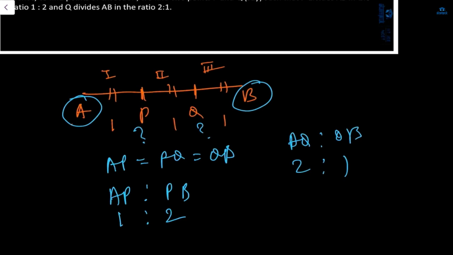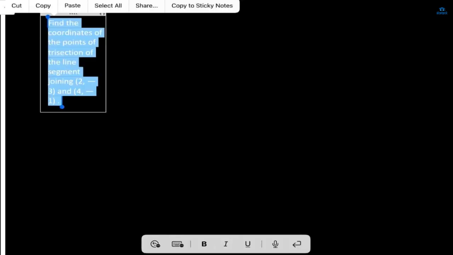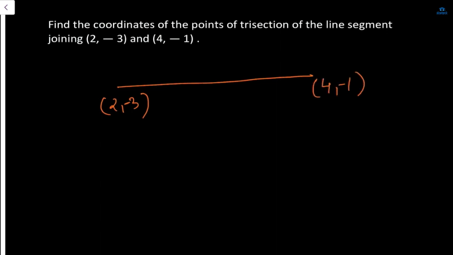Riddhima? No, ma'am. Okay, so let's see a question here. Find the coordinates of the points of trisection of the line joining (2, minus 3) and (4, minus 1). Now you need to find the points of trisection here. So 3 sections will be there, of course. Taking A, B, P, and Q, first you can take AP is to PB, so it will be in the ratio 1:2.